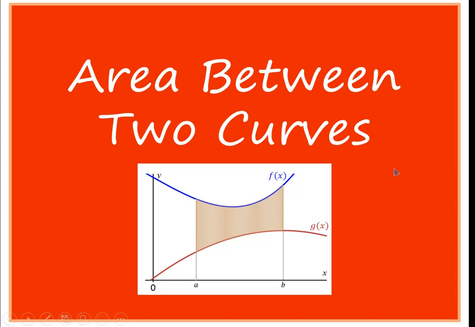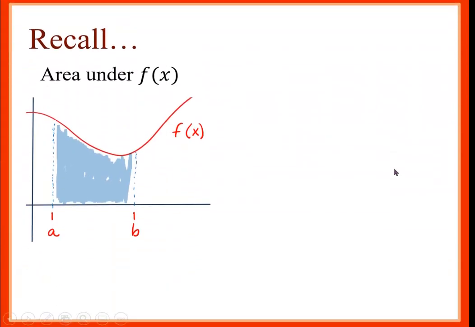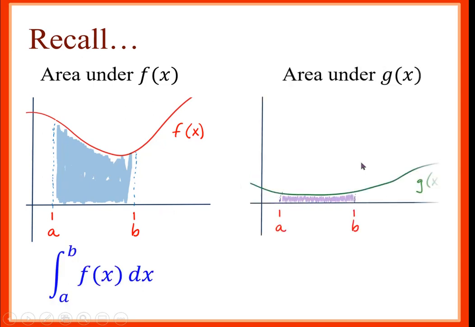Area between two curves. Before we get into this, let me remind you what we learned in the past. The area under a curve like f of x from a to b can be represented by the definite integral from a to b of f of x with respect to x. And if I had a separate function, g of x, and I wanted to represent the area under this curve from a to b, then that would be the integral from a to b of g of x dx.